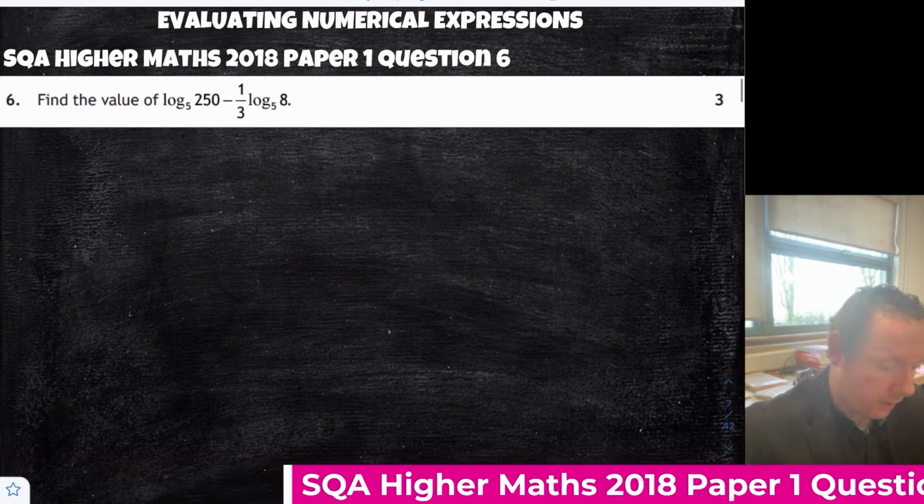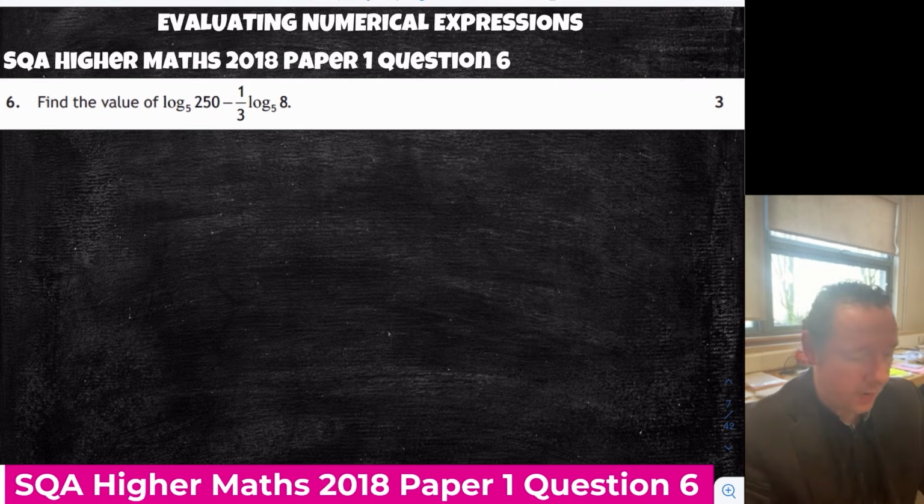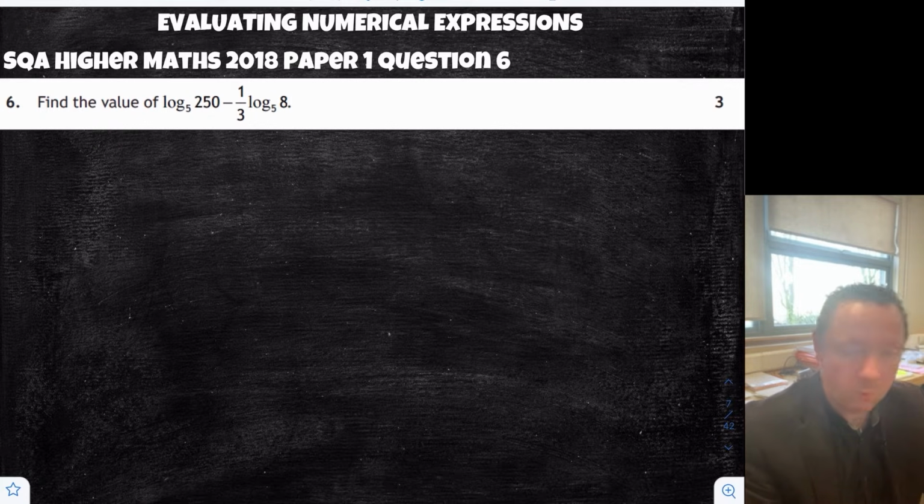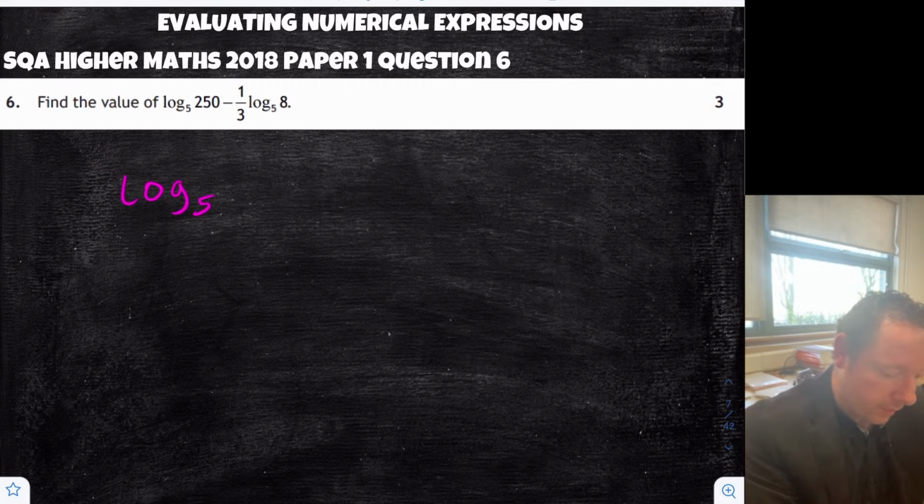And we're done there. Okay, evaluating numerical expressions, SQA Higher Maths 2018, Paper 1, Question 6. Find the value of log 5 250 minus a third of log 5 8. So we're going to combine these. We'll keep the log 5 250 hanging out for a minute, but we can say minus log 5, 8 to the power of a third.